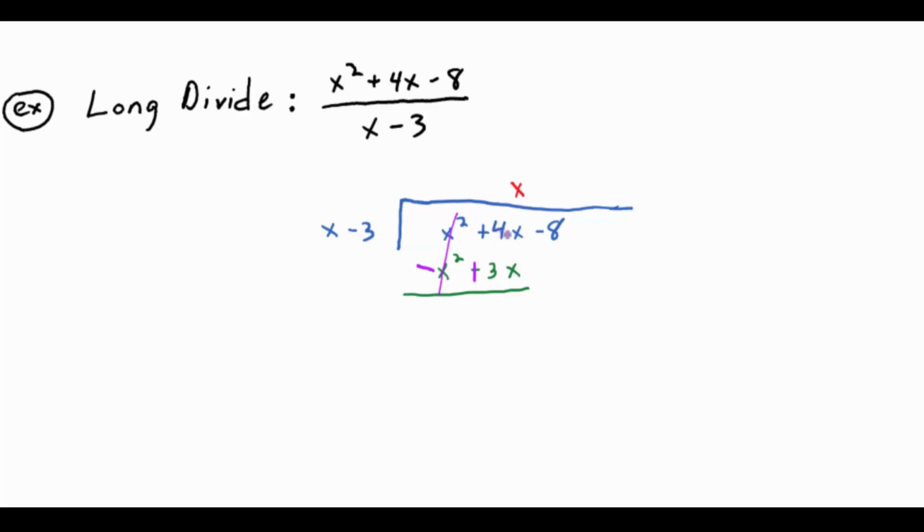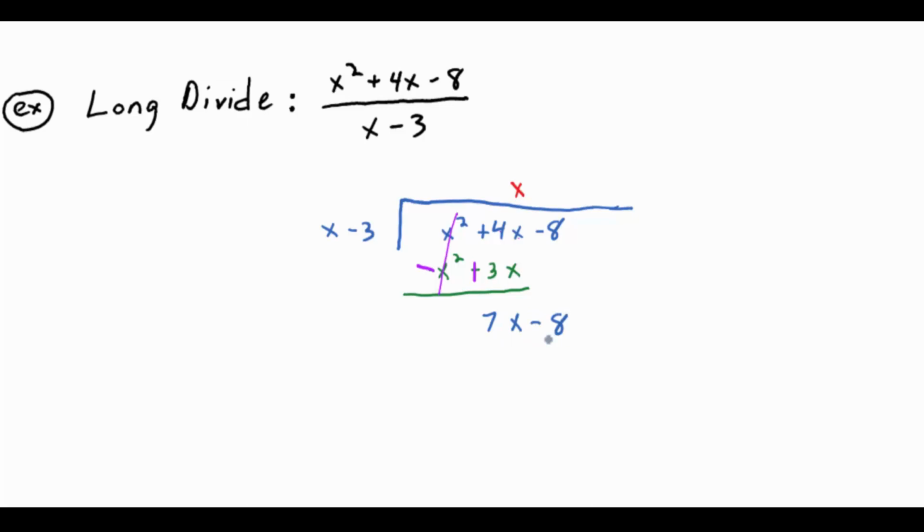And then what do you get for 4x plus 3x? 7x. Well, sometimes these things can go on for a pretty long time. But this one does not. So we bring down, what do we bring down now? Okay, but you have to include the operation, minus 8.